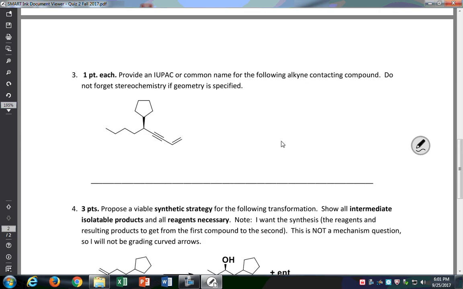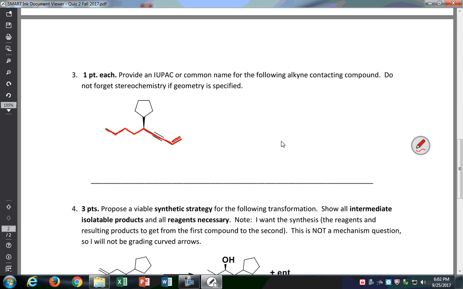Okay, here we're naming. We will have some naming on the exam. We want our triple bond to have the lowest numbering possible, and we want our parent to contain our triple bond. And in this case, it's going to contain our double bond as well.